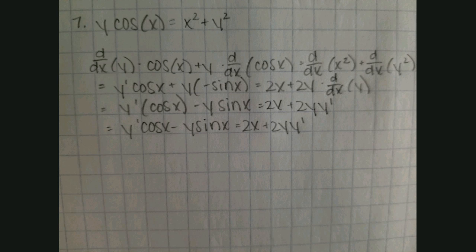What's your final answer? Because you need to find y prime. I didn't really know how to get farther than that. Would it be y prime equals negative sine y times sine x plus 2x all over 2y minus cosine x? That's right. You move this 2y prime to the other side, and move this negative y sine x to this side. In the end, you have y prime equals 2x plus y sine x divided by cosine x minus 2y.